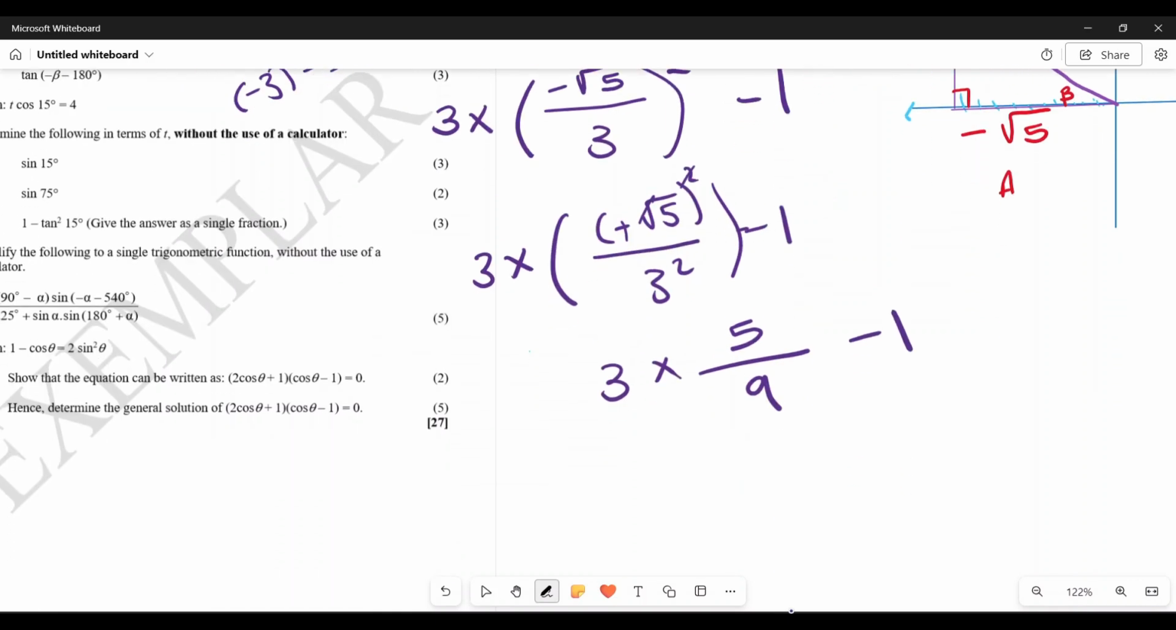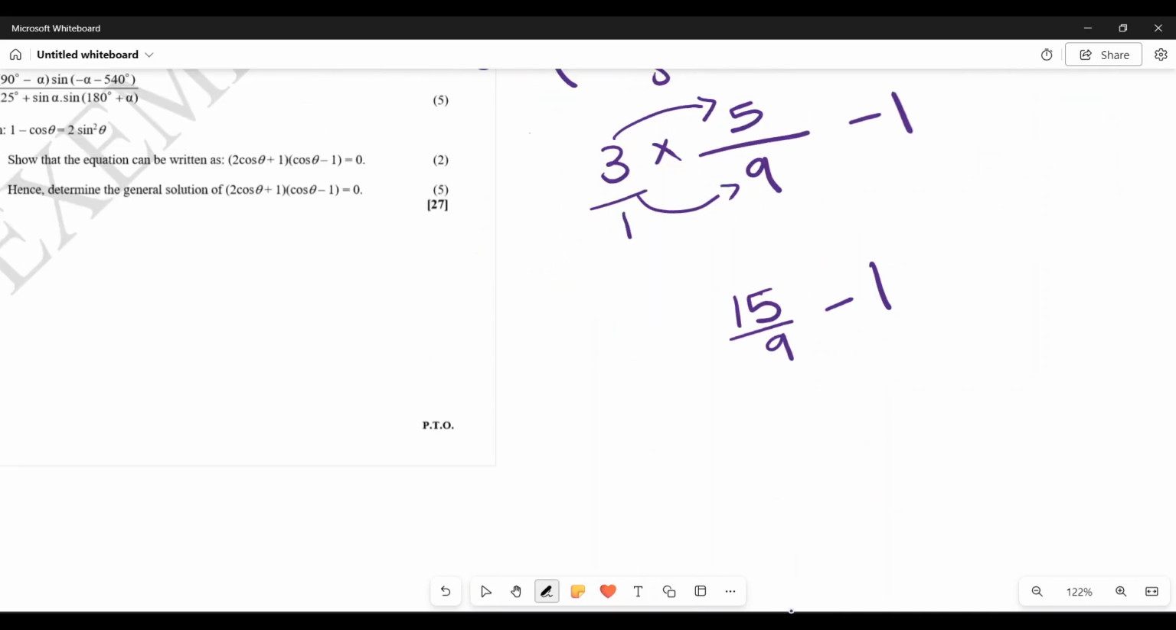So now here I can multiply numerator by numerator, denominator by denominator. This is the same as divided by 1. So this would be 15 over 9 minus 1. So their common factor is 3, right? 3 goes 3 times into 9, and it goes 5 times into 15. So this would be 5 divided by 3 minus 1.